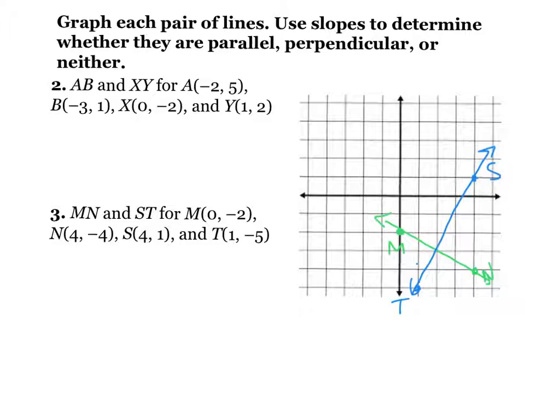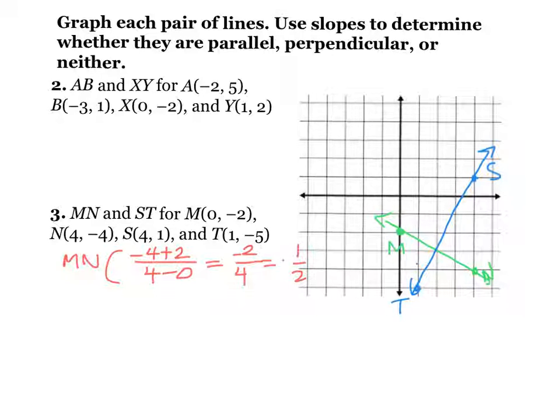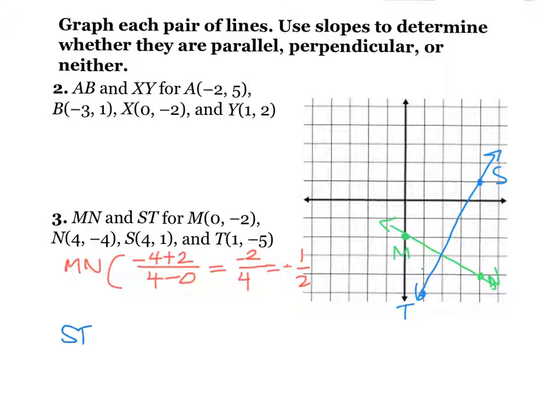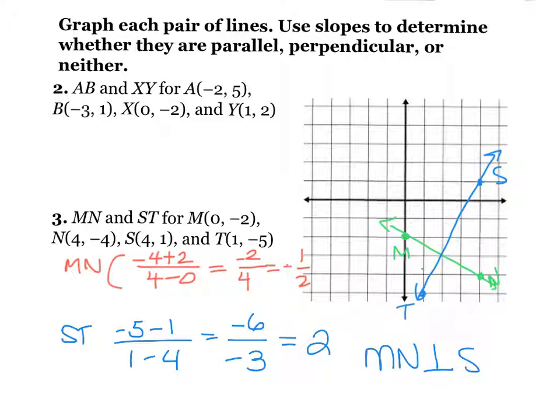So MN, negative 4 minus a negative 2 over 4 minus 0. Negative 2 over 4, which is negative 1/2. And then ST, negative 5 minus 1 over 1 minus 4. Negative 6 over negative 3, which is positive 2. These are opposite and they are reciprocals. So MN is perpendicular, which is that upside down T, to ST.